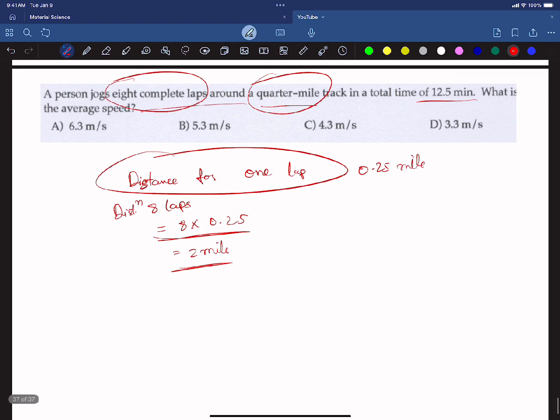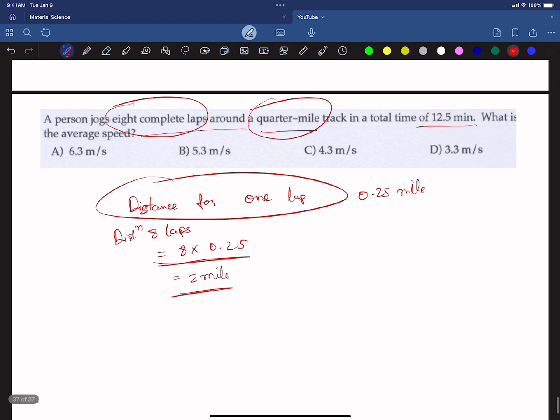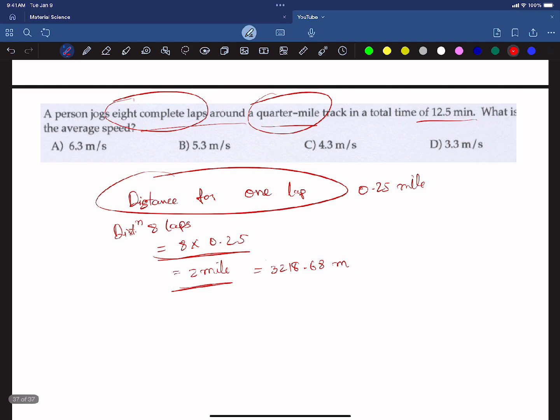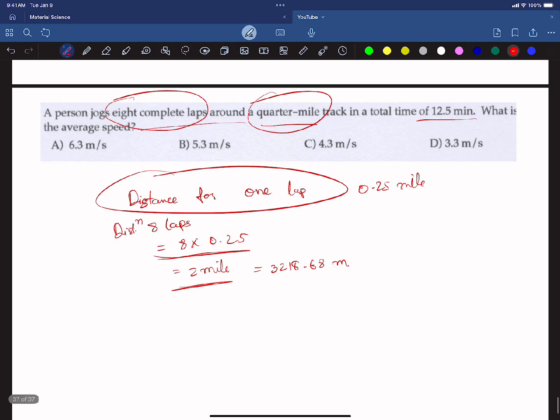Now we will convert these miles into meters. 2 miles is equal to how many meters? So 2 miles is equal to 3218.68 meters. You can find the conversion rate anywhere.